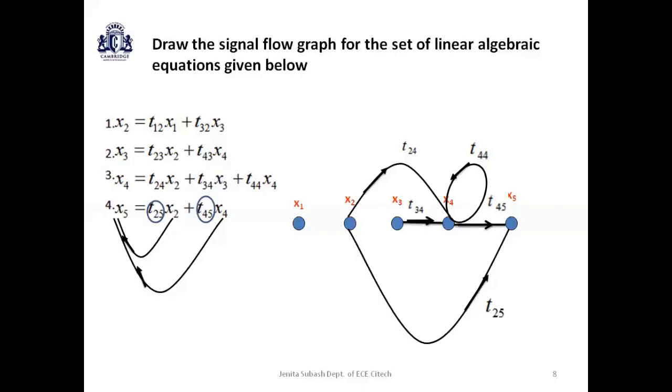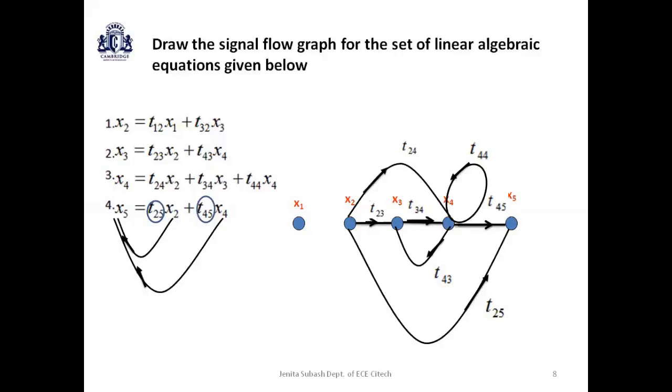Moving on to the second equation, with respect to the mathematical expression x3, subjected to the node x3, we have 2 branches moving towards x3, that is from the node x2 and from the node x4. So let's plot the graph as from x2, we have a branch gain of t23 which is moving towards x3, and we have a branch gain of t43 from node x4 which is moving towards x3.